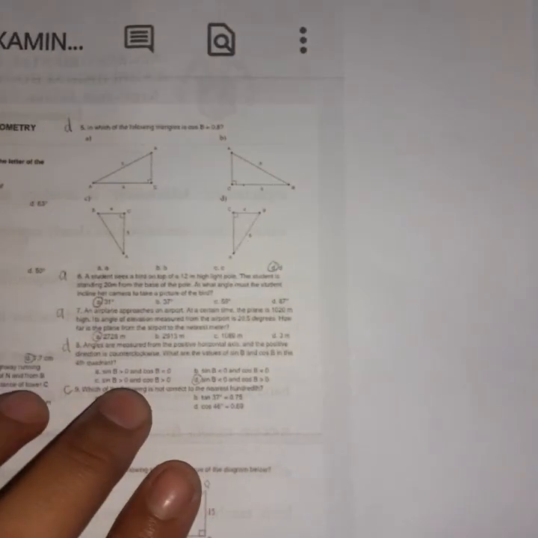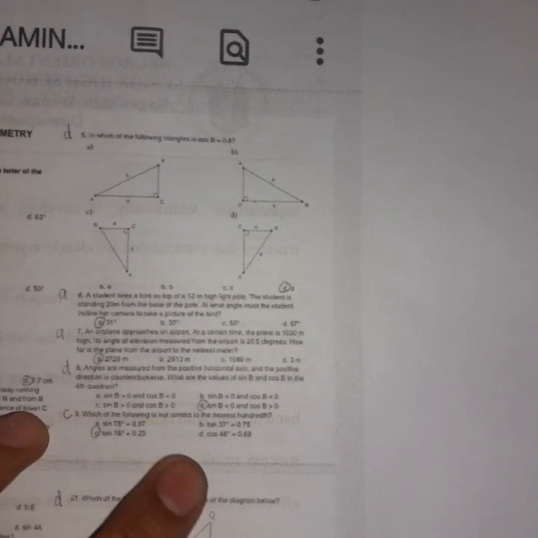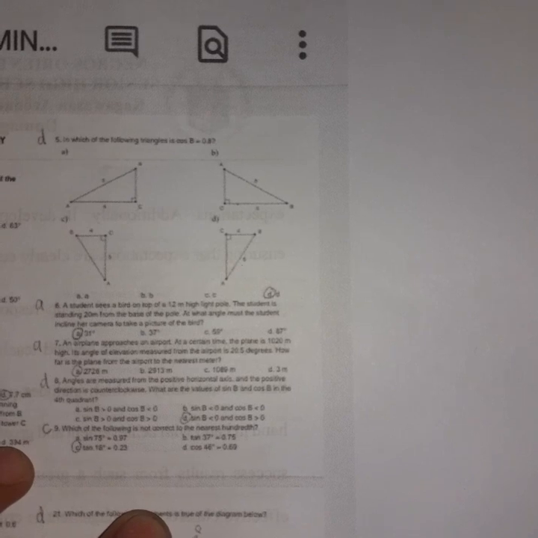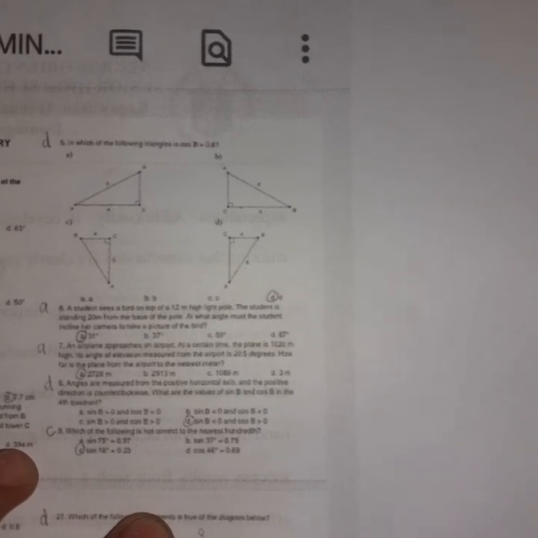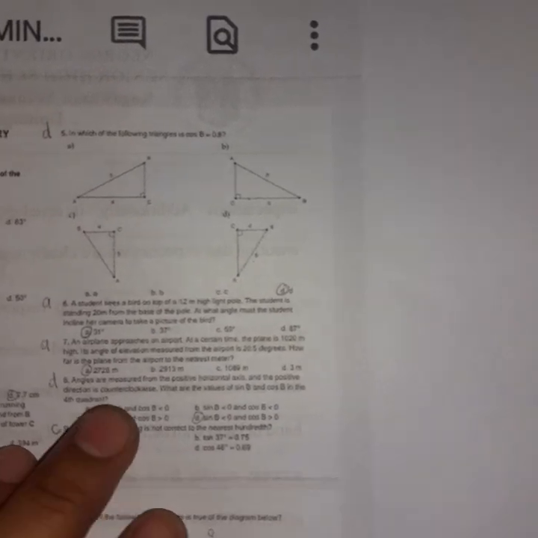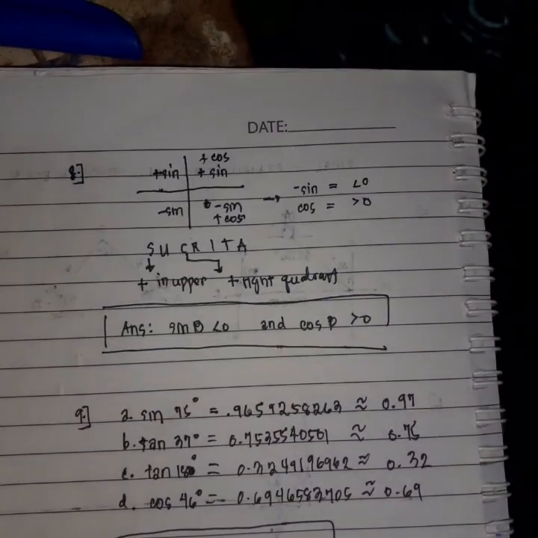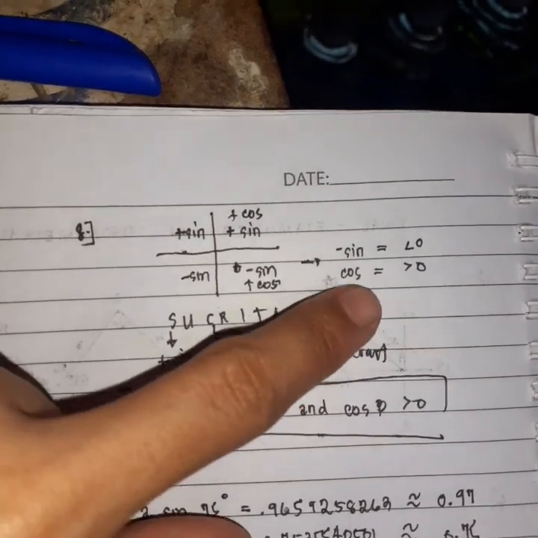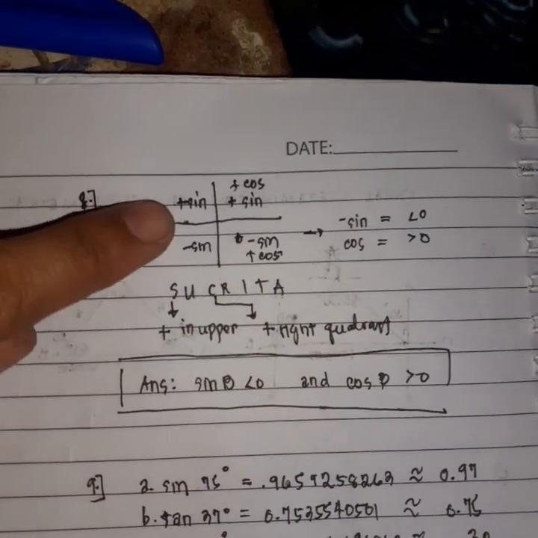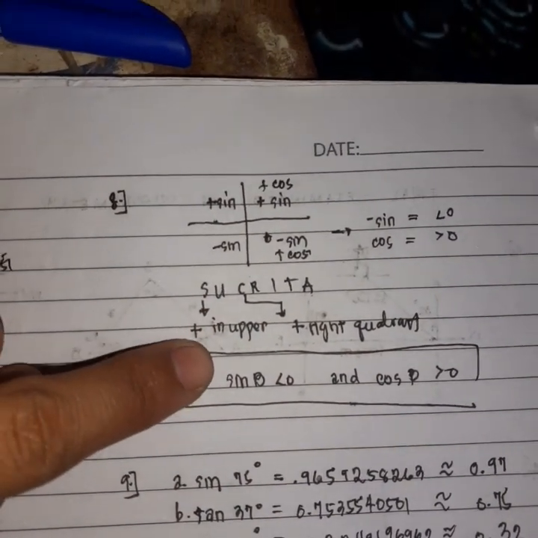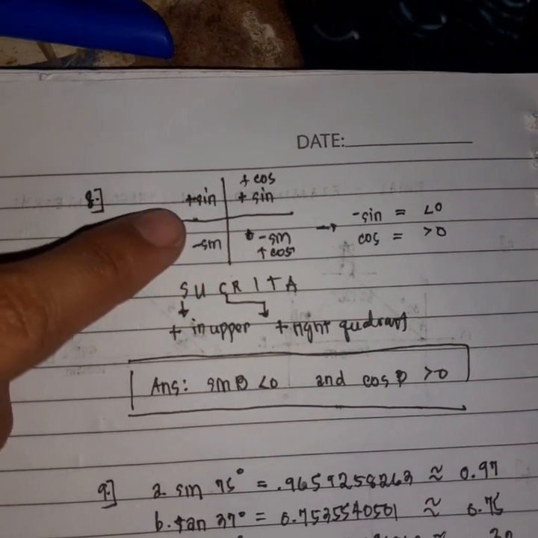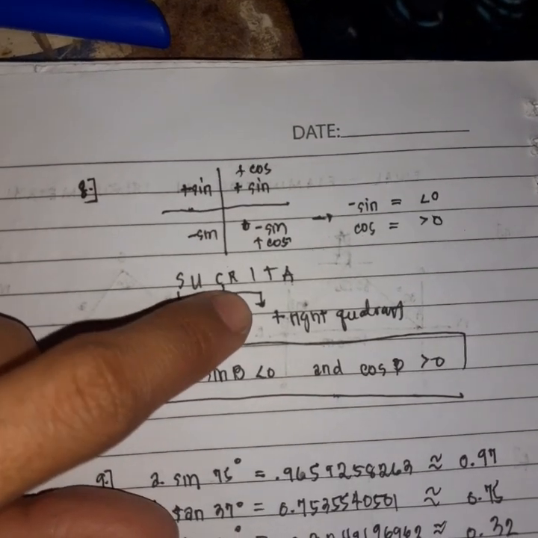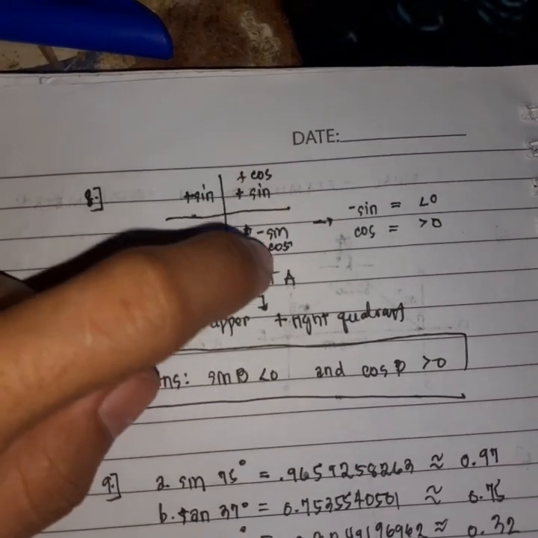Now let's have number 8. Angles are measured from the positive horizontal axis and the positive direction is counterclockwise. What are the values of sine B and cosine B in the fourth quadrant? Now let's proceed to an illustration of the quadrants. In quadrant 1, both sine and cosine are positive. Sine is positive in the upper quadrants 1 and 2, while cosine is positive in the right quadrants 1 and 4.